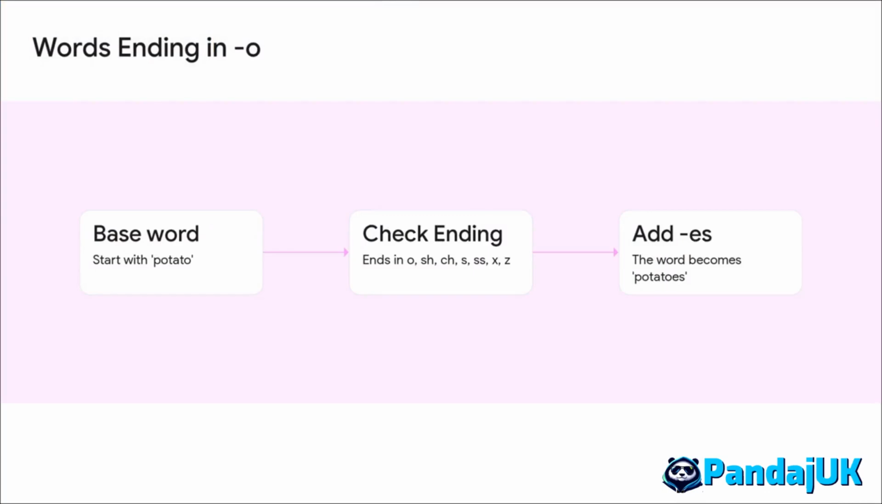Here's another really important rule. The word potato ends in the letter O. For words ending in O, S, H, CH, double S, X, or Z, we don't just add an S. We need to add ES. So the word is now potatoes. For example, I bought some potatoes.